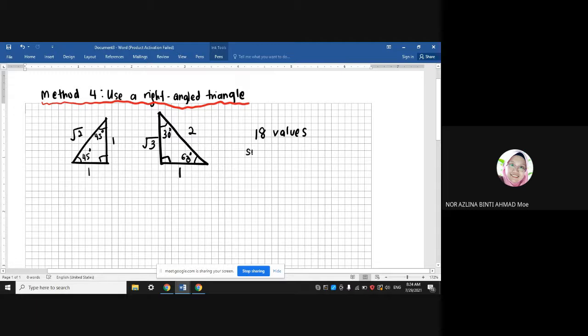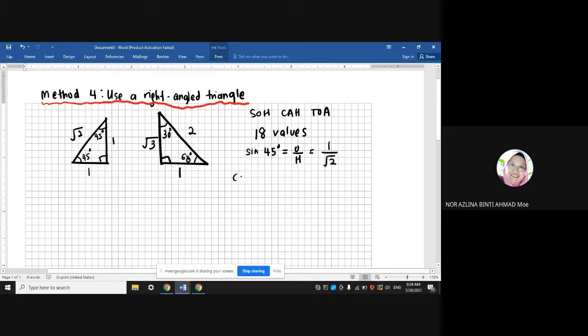Katakan saya nak sin 45. So cah toa, right? Tulis, jangan kedekut. So cah toa. So opposite over hypotenuse. Opposite of 45 is 1. Hypotenuse is square root 2. Opposite of 45, 1. Hypotenuse is square root 2.